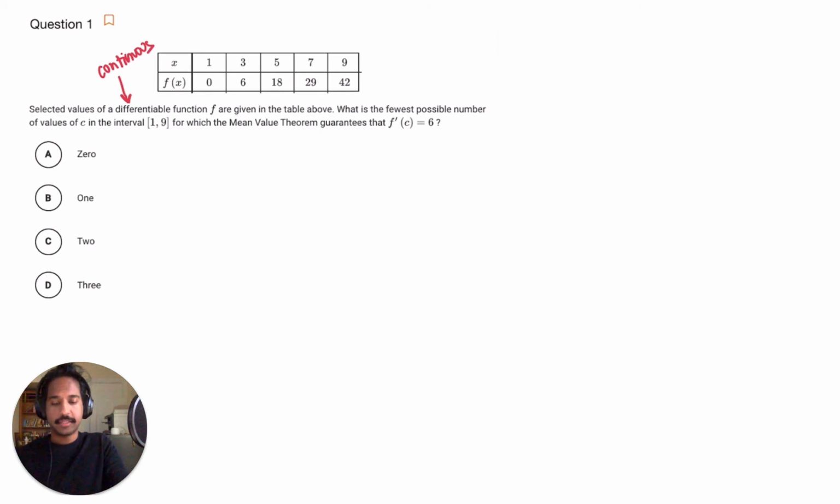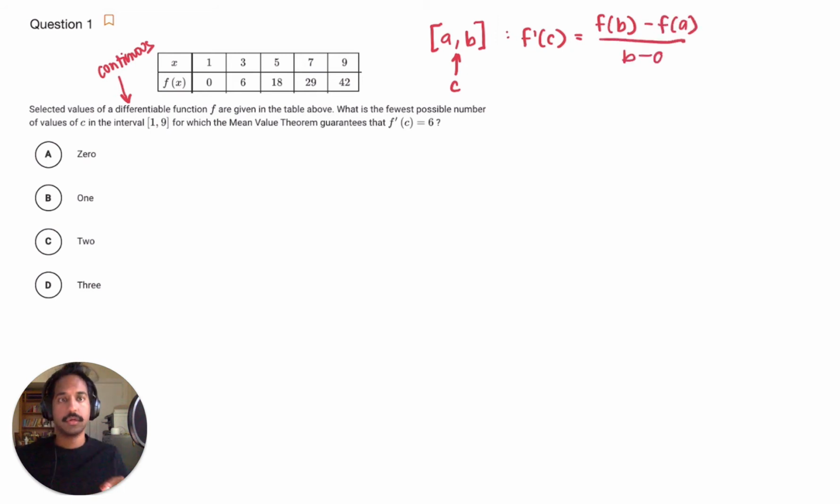The mean value theorem states that on the interval from a to b, there will exist some point c, so c is going to be somewhere in the middle, such that the derivative at c is equal to the average rate of change between a and b. So that's what this is saying. I'm restating it in math terms here, but again, there is some point where the derivative is the same as the average rate of change, where the instantaneous rate of change is the average rate of change. And so they're asking where is that equal to 6?